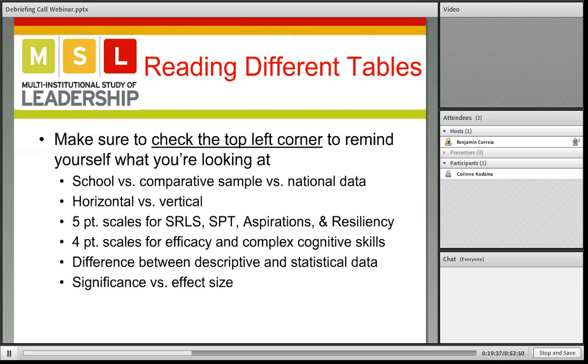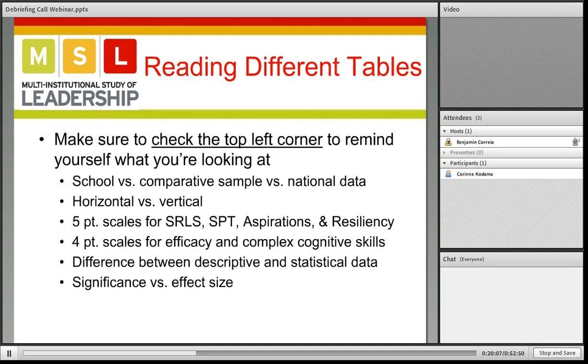There are several different kinds of tables that we're going to go through in a minute, and we want to make sure you understand what you're looking at. The first thing to do is check the top left corner of whatever page you're looking at to remind yourself what data it is. Sometimes you might be flipping through and realize, oh wait, this is the national tables, and I need to be looking at my school tables. So make sure you know what you are looking at.